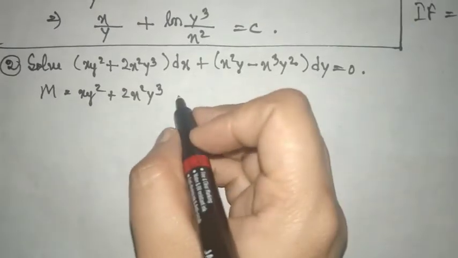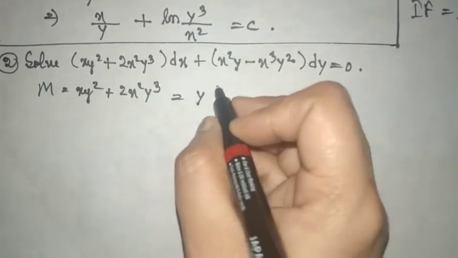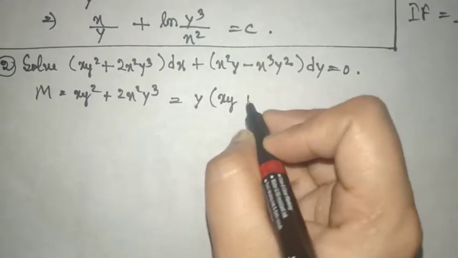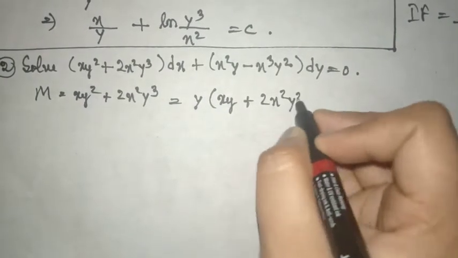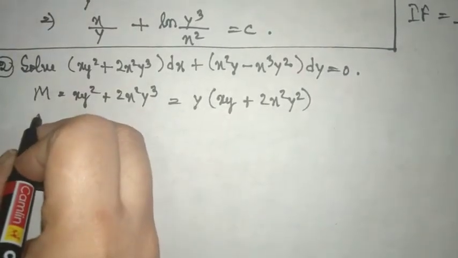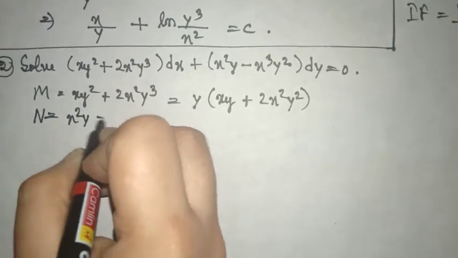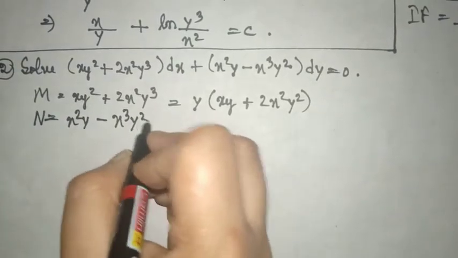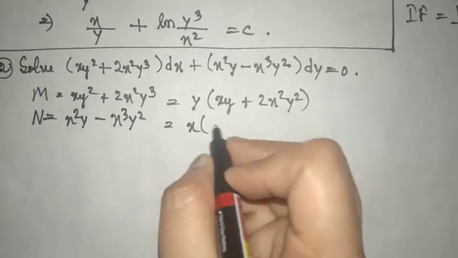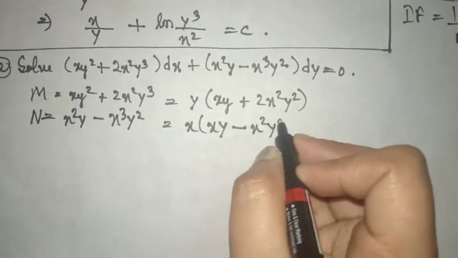Okay, so let us see if this can be written in that form or not. If we take y common from here, then this will reduce to xy plus 2x square y square, isn't it? Now we can see that yes, this can be written in that form, that is y f of xy, and n is x square y minus x cube y square.